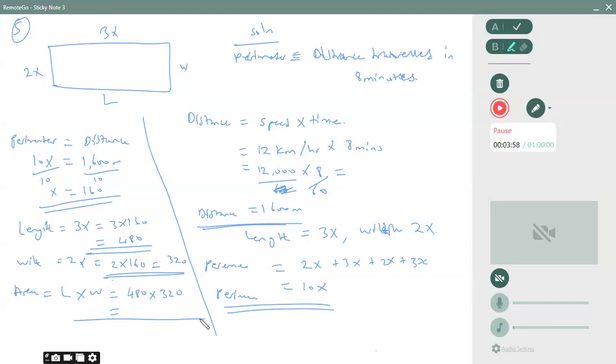153,600. Is everybody having that value? Somebody confirm so that we are consistent. Yes, it is.